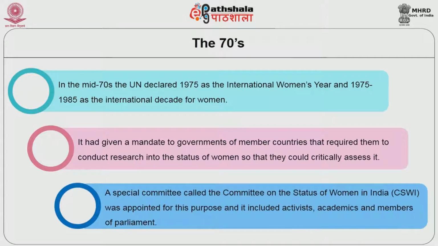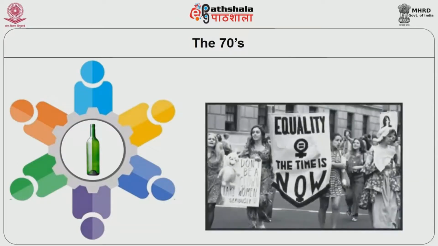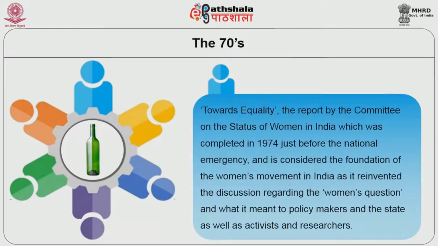A special committee called the Committee on the Status of Women in India (CSWI) was appointed for this purpose, and it included activists, academics and members of parliament. Towards Equality, the report of the Committee on the Status of Women in India, was completed in 1974, just before the national emergency, and is considered the foundation of women's movement in India, as it reinvented the discussion regarding the women's question and what it meant to the policy makers and the state as well as activists and the researchers.